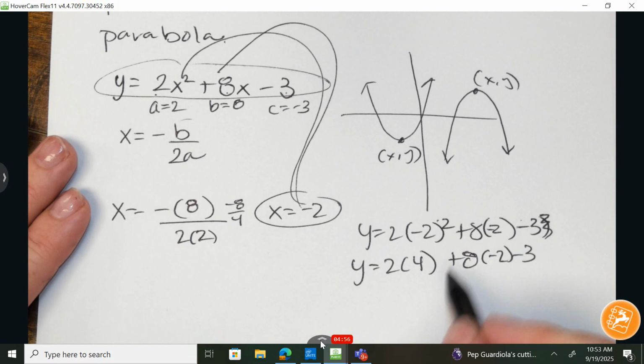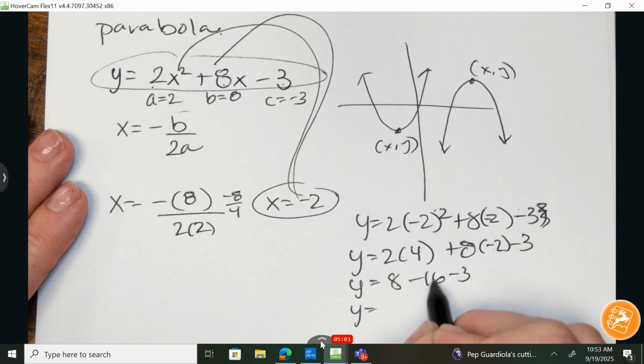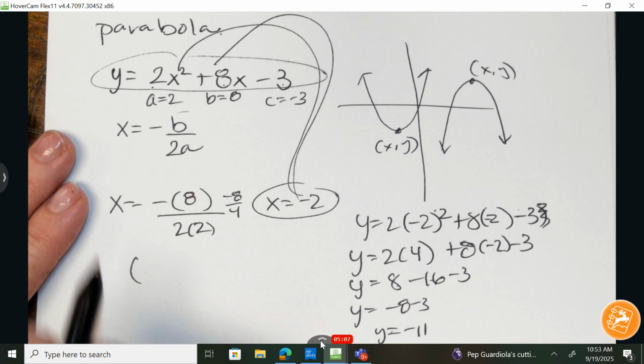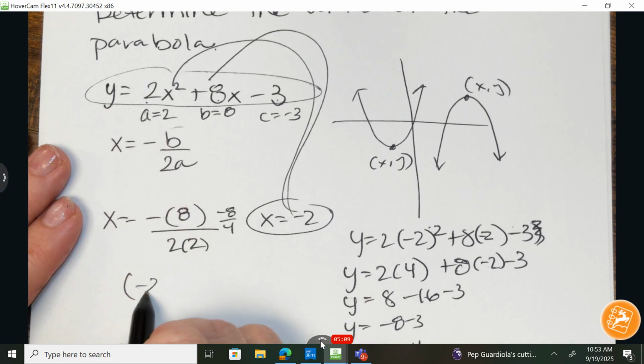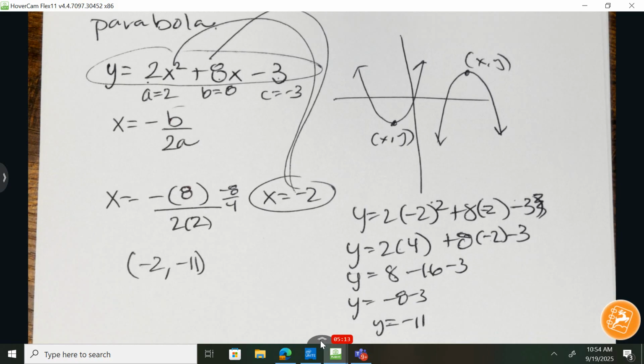Then we're going to do multiplying or dividing. 2 times 4 is 8. 8 times negative 2 is negative 16. And we have negative 8 minus 3, which would be negative 11. So what are the coordinates of this vertex? This is negative 2 as my x coordinate, and the y coordinate is negative 11.